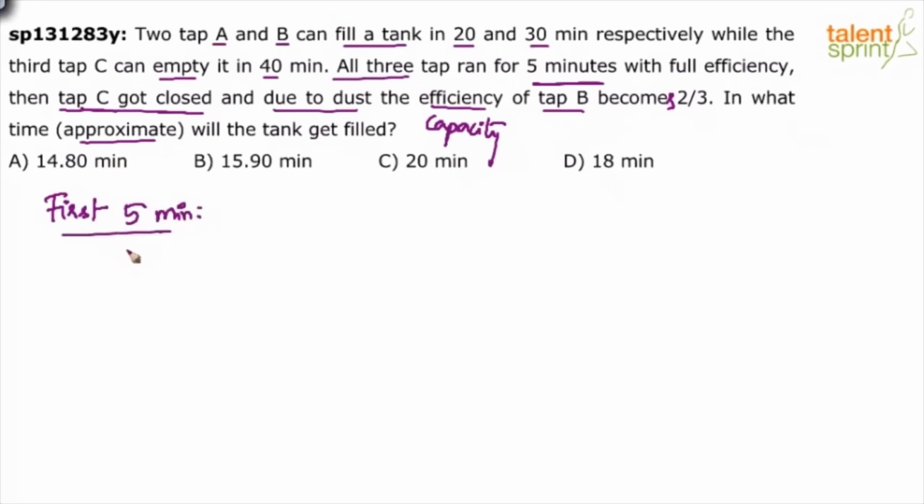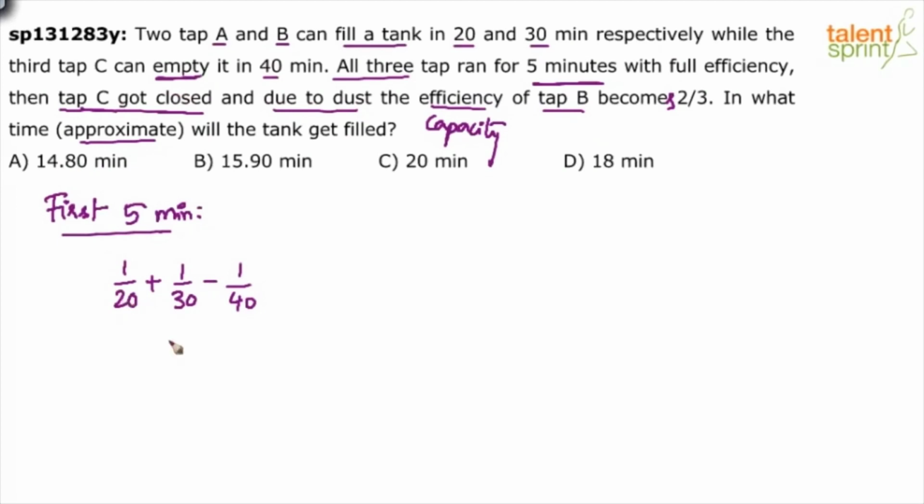So the first tap can do 1 by 20th of the work in 1 minute. Second tap can do 1 by 30th of the work in 1 minute. The third one will do minus 1 by 40. Why? Because it is emptying the tank. So you have to take negative sign here. This is like any regular calculation that we do.